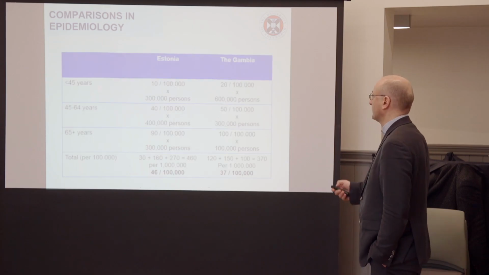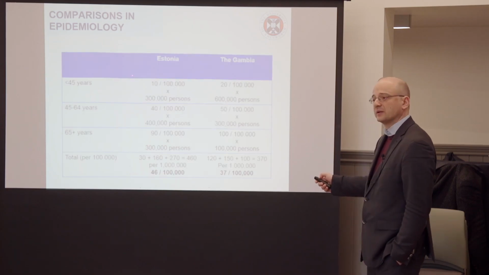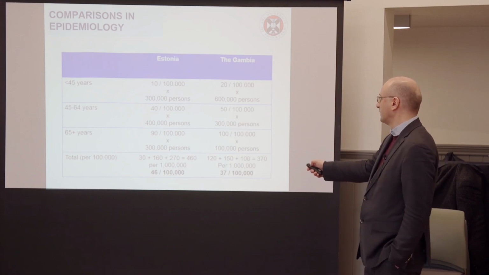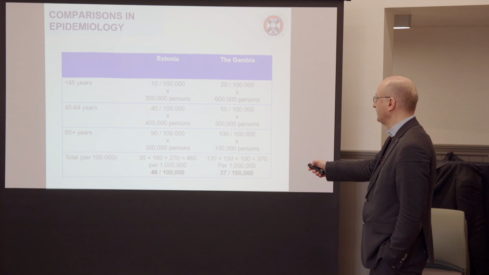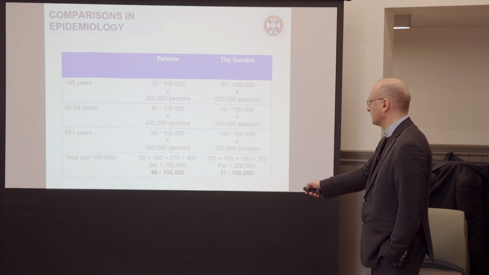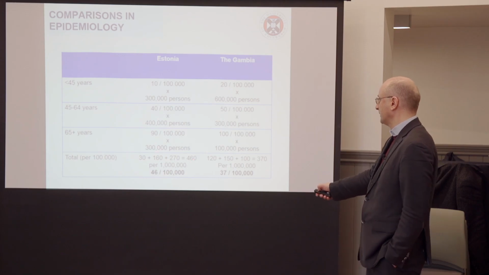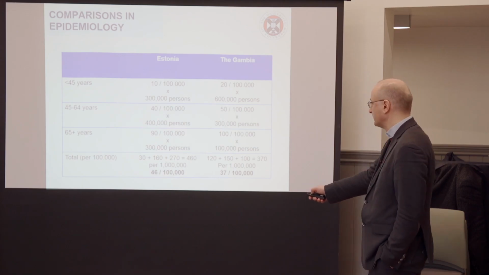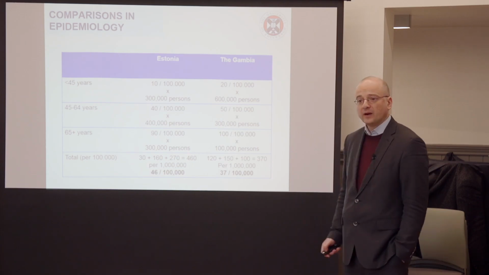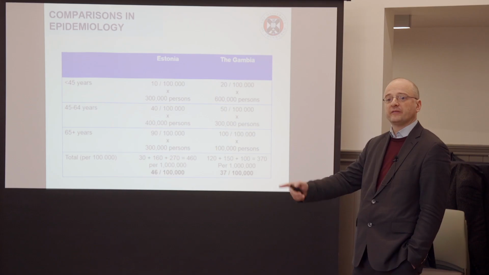So when you know that, you multiply your incidence with the population, and how many cases do you get? 10 per 100,000 in 300,000, that's going to lead to 30 cases. 40 per 100,000 in 400,000, 160 cases. 90 per 100,000 in 300,000, that's going to give you 270 cases. Altogether in Estonia, in 1 year, you're going to have 460 new cases of lung cancer.